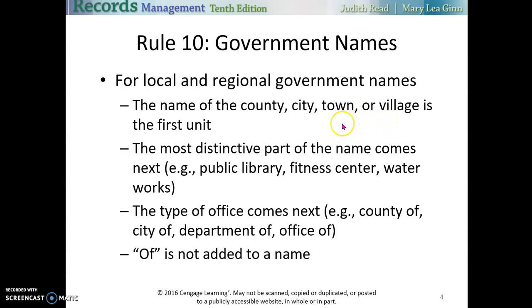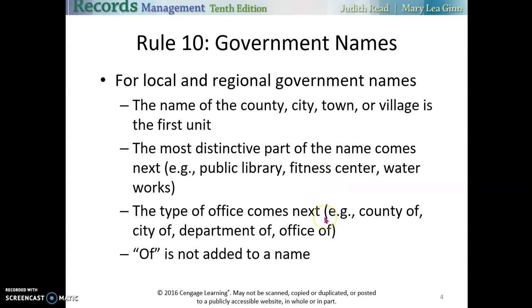You would pull out the town, the city, the county, or the village as the first unit. Secondly, you would pull out the most distinct part of the name, something that identifies it. So public library is an example, fitness center, waterworks, transportation center, anything that identifies the next part would be the second unit.